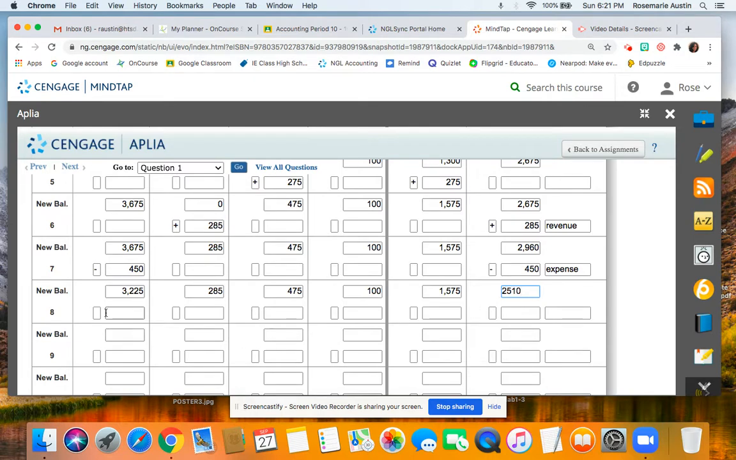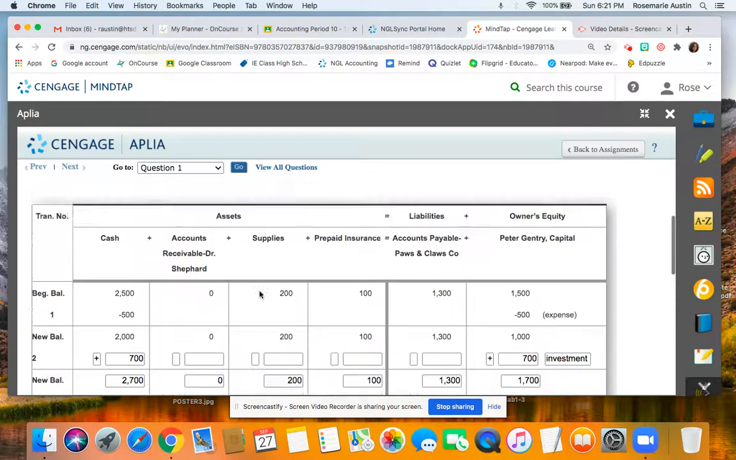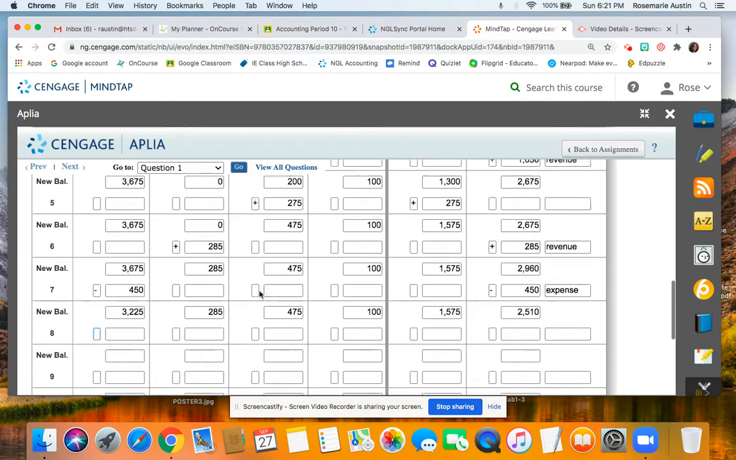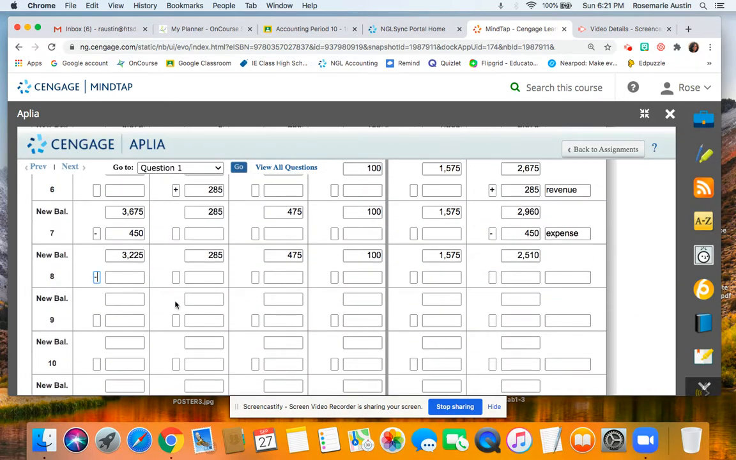Okay. All right. Number 8. Paid cash for supplies. So cash and supplies are the two accounts in that transaction. Paid cash for supplies, $185. All right. So cash is going down by $185, and supplies are going up by $185. And that's it. Everything else is not affected by that transaction.